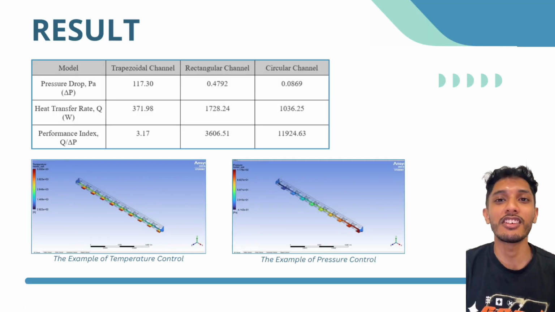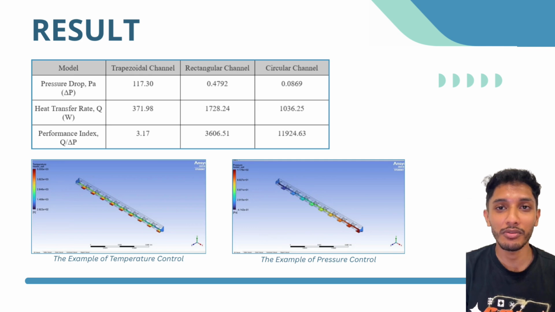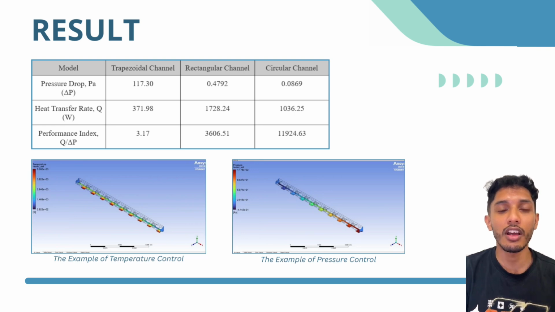So here we have the results of our CFD simulation. We have compared the three models that we have used, which are the trapezoidal, rectangular, and circular. We have compared three things, which are the pressure drop, heat transfer rate, and performance index. For the pressure drop for our first model, it is 117.30, the heat transfer is 371.98, and the performance index is 3.17. The second model that we have used is the rectangular channel.